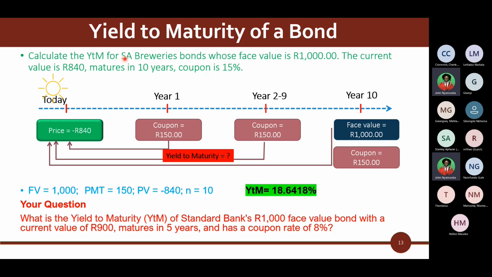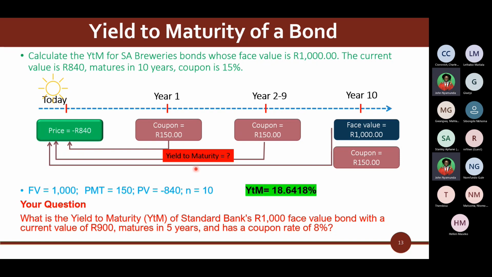We are finding I. Face value is 1,000, so you can see where it is. The coupon given is 15%. So 15% of 1,000 is 150, so the coupon is 150. Price is given here, 840. So to find yield to maturity, instead of finding PV, now we are finding I, because we have all the factors. But what we don't have is the I.